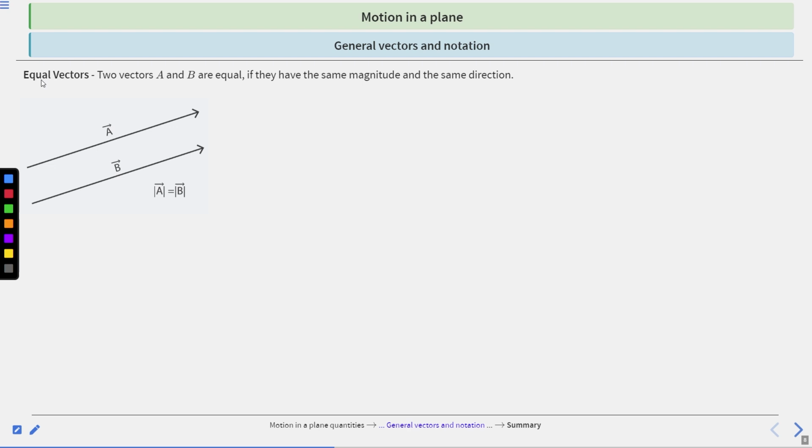Next is equal vectors. Two vectors A and B are equal if they have the same magnitude and the same direction. Clear? Suppose vector A and vector B are both in the same direction and their magnitude is also the same. So in that case we can say these vectors are equal vectors. Clear?